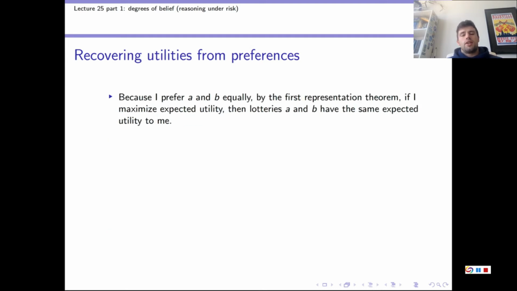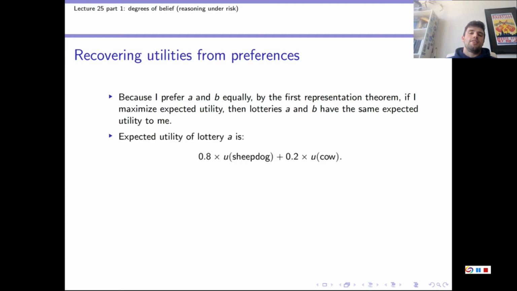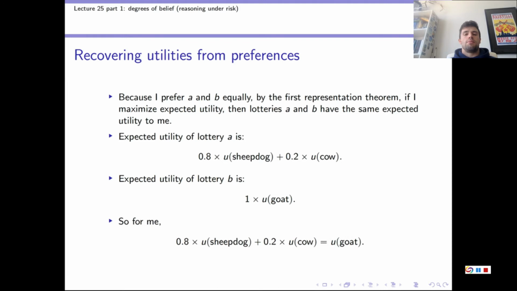Well, let's consider lotteries A and B first. Now because I'm indifferent between them, I prefer them equally. So by the representation theorem, if I'm maximizing expected utility, then I assign the same expected utility to each lottery. The expected utility of lottery A is this, 0.8 times U of sheepdog plus 0.2 times U of cow. The expected utility of lottery B is this, 1 times U of goat. So by the representation theorem, I know that 0.8 times U of sheepdog plus 0.2 times U of cow is equal to 1 times U of goat.